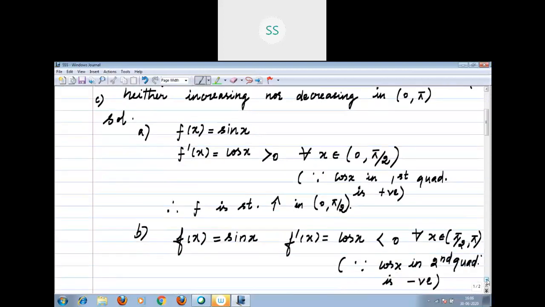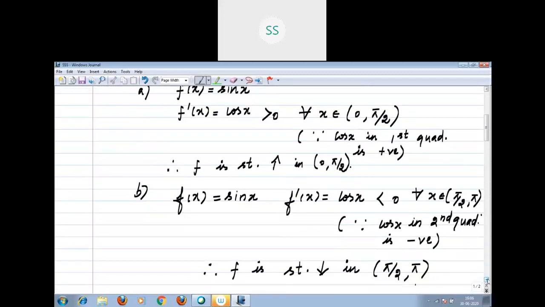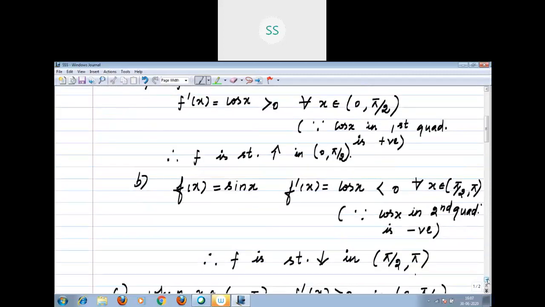Next, f dash of x equal to cos x. The interval pi by 2 to pi is represented as second quadrant. In the second quadrant, sine and cosecant alone are positive. The rest of the things are negative. So cos x is negative, the derivative is less than 0, therefore it is strictly decreasing.